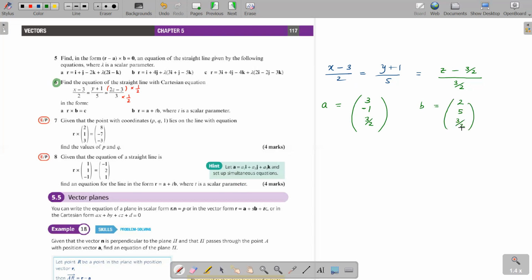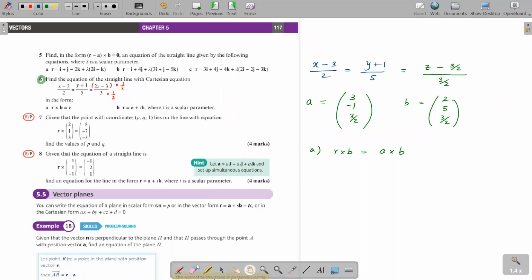So now all you need to do is to give it in the form R cross B equals C, which means what actually? R cross B equals A cross B. R cross B equal A cross B. So now get the A cross B. So A cross B answer, let's find it. A cross B, so we'll use i, j, k. 3, minus 1, 3 over 2. 2, 5, 3 over 2. So we'll go plus minus plus.